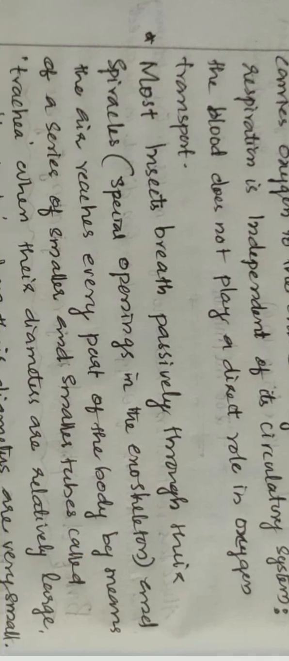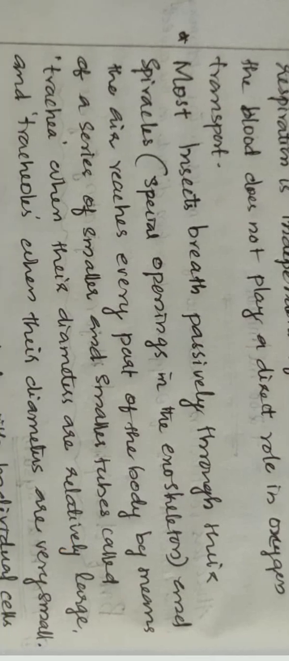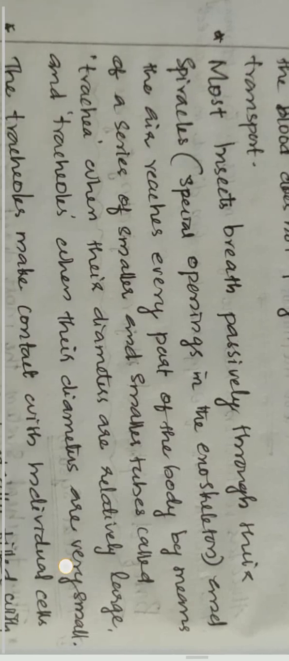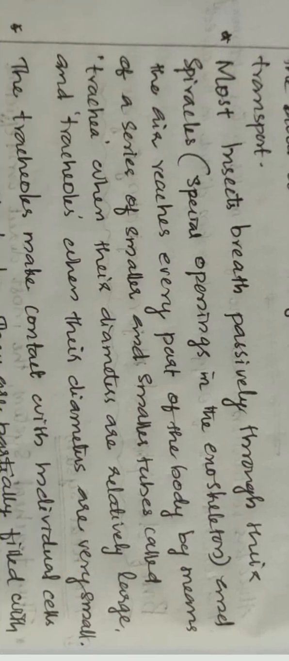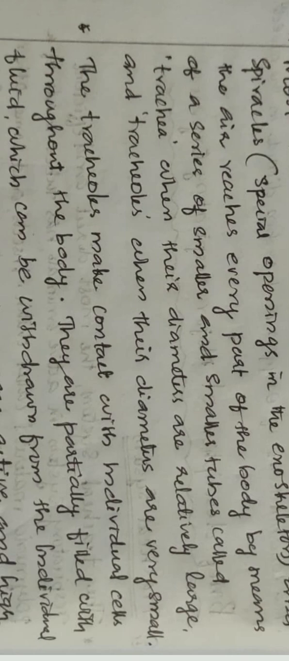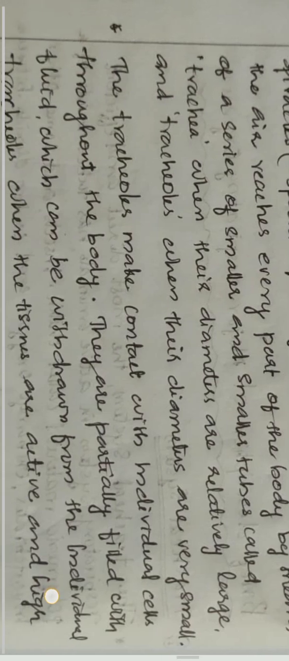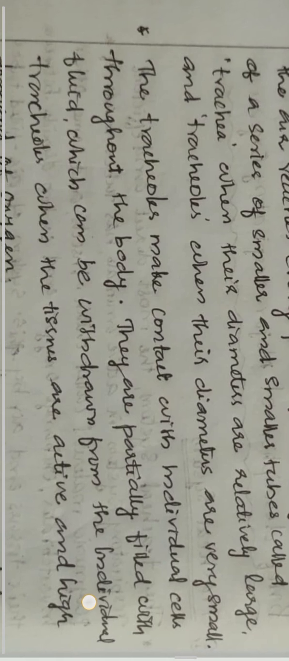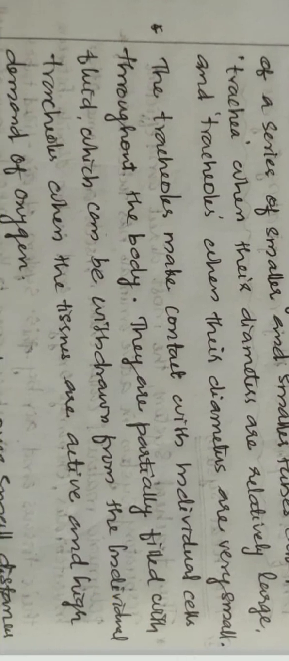Special openings in the exoskeleton channel the air, which reaches every part of the body by means of a series of smaller and smaller tubes called trachea when their diameter is relatively large, and tracheoles when their diameter is very small. The tracheoles make contact with individual cells throughout the body. They are filled with a fluid which can be withdrawn from the individual tracheoles when the tissues are active and have a high demand for oxygen. Diffusion of gases is effective over small distances but not over large ones. This is one of the reasons insects are relatively small.